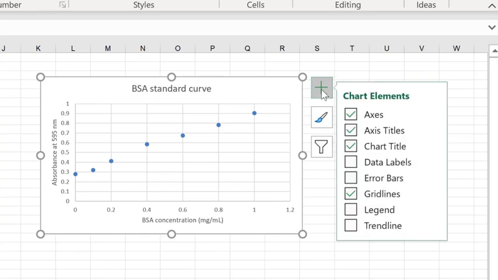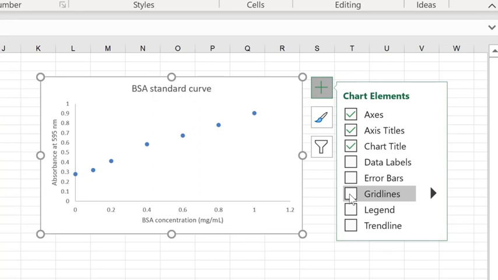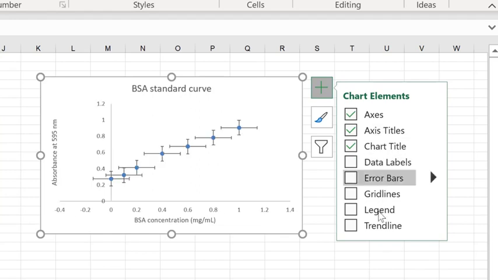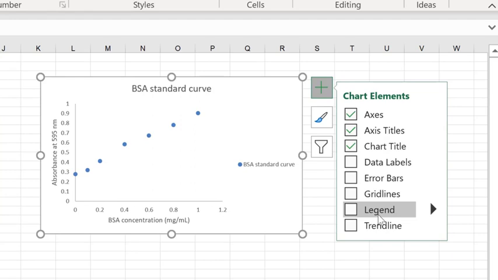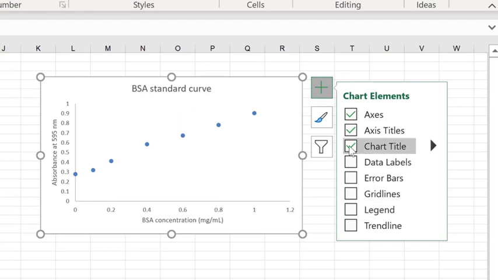It's up to you whether you want to keep the grid lines. If you only have one type of data displayed, it doesn't make too much sense to have a legend. Chart titles are typically not displayed in publications. It can help for your very first draft of a data analysis, however.